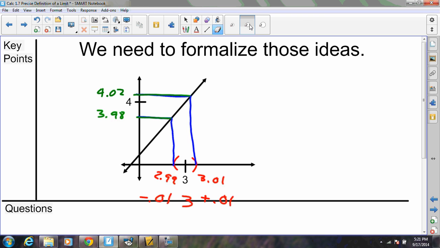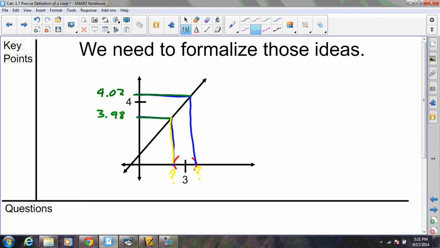Well, if I'm doing that, I won't know right away what the x values are. If I pick the y values above and below the limit that I want them to reach, we will need to come down and figure out what the left and right values are. How close do we need to get to 3?